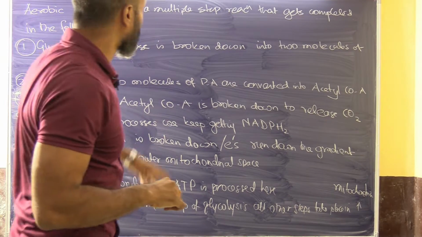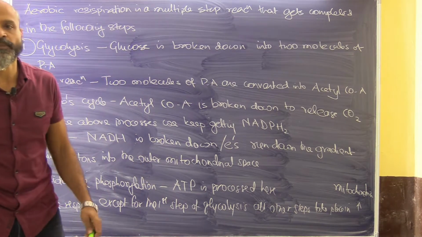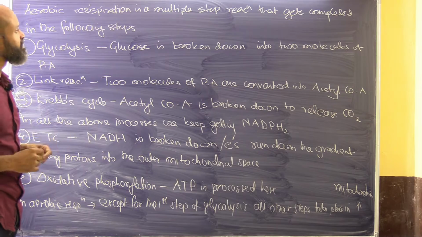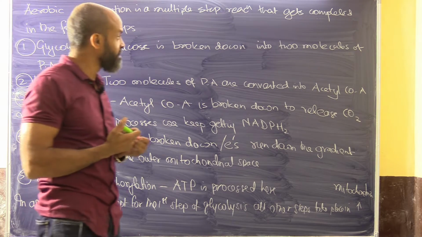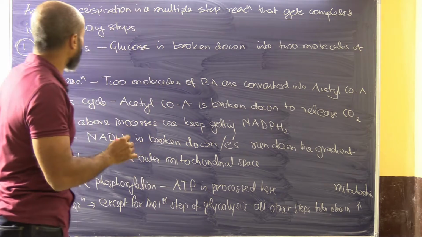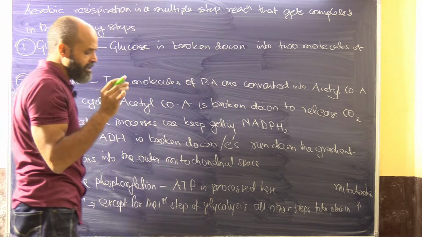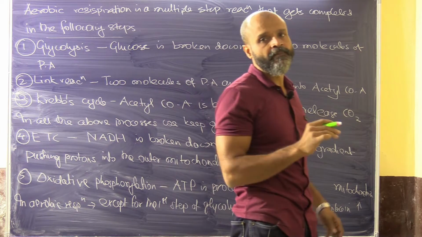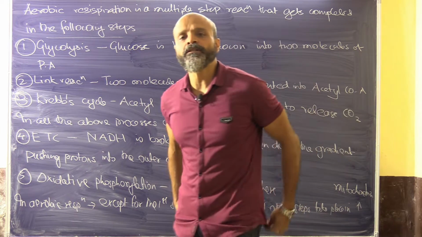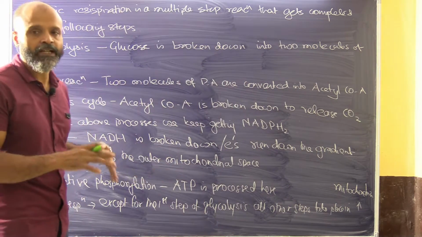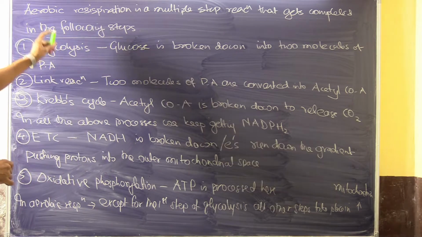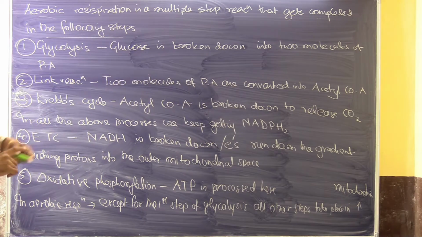Okay, so a few more steps about aerobic respiration here. Aerobic respiration is basically a multiple step reaction that gets completed in the following steps. We will learn about these steps in detail, but before that, we need to have a fair idea as to what happens where. So in aerobic respiration the following steps take place.